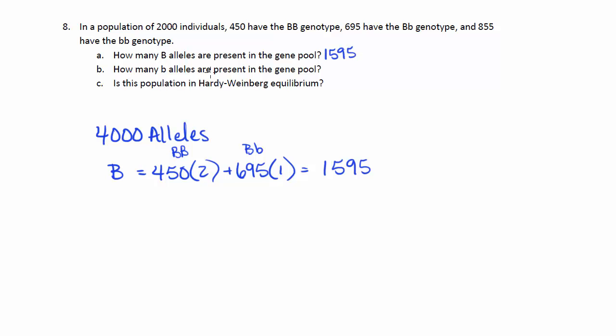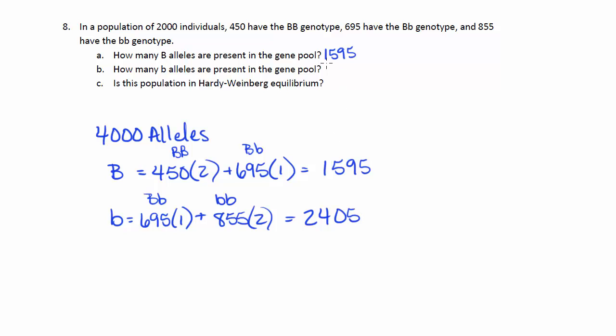Then if we want to calculate how many little b alleles we have in our population, for little b, we've got the heterozygous individuals, the 695 that have 1 allele each, and then we've got the little b individuals, and there's 855 of them, and they've got 2 copies each. So we want to add that up. So down here we've got 2,405 of these.